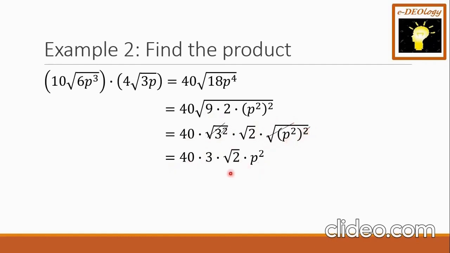So on this point, we're going to combine all terms that are not inside the radical symbol. So this 40 will multiply to 3, also multiply to the p squared. So it becomes 120 p squared, and also the square root of 2 will be copied here. So this is our final answer.